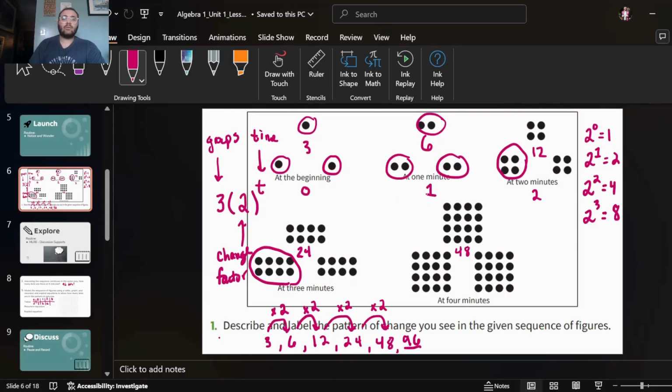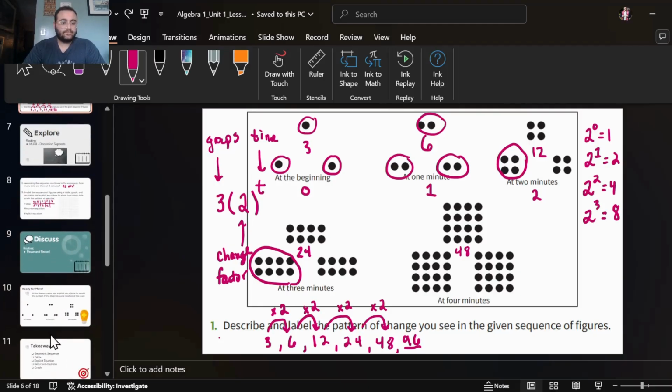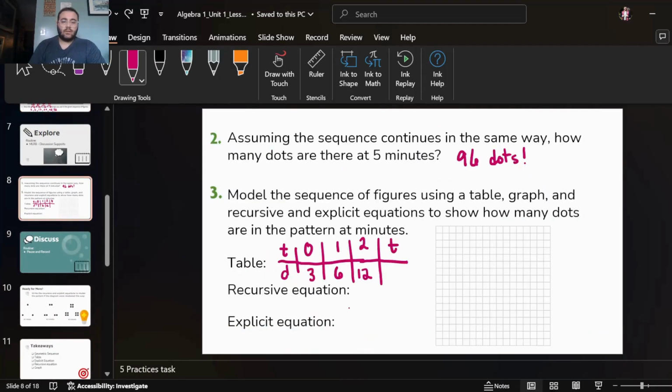So once you figure out the relationship between the minutes and the number of dots in one of your groups, we can begin to extrapolate an explicit equation. So for now, I'll write number of dots is equal to our 3 groups times our change factor raised to the second power. And so for our recursive equation, let's start with our first term, f of 1 equals 3. And our next term is equal to our previous term times 2.